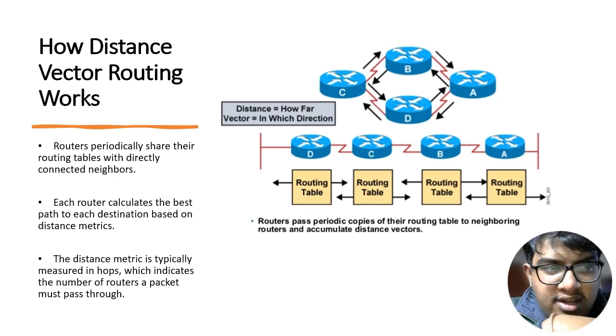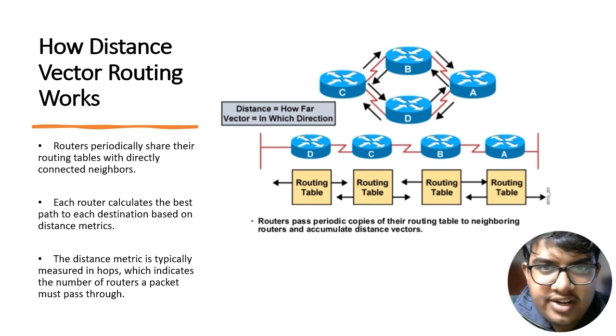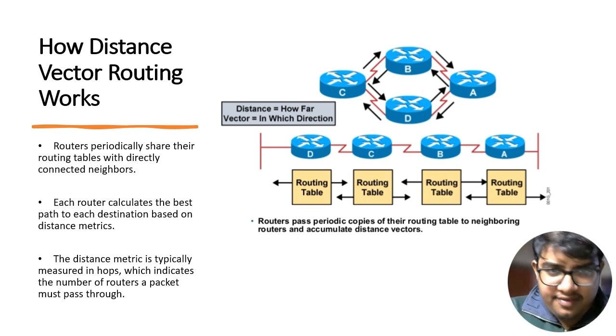Coming to how distance vector routing works. The router periodically shares a routing table. It is a table which has a set of cost values from every direction. A router periodically shares the routing table with their directly connected neighbors, that is the neighbors next to them which are connected to them. Each router calculates the best path to each destination based on its distance metric.